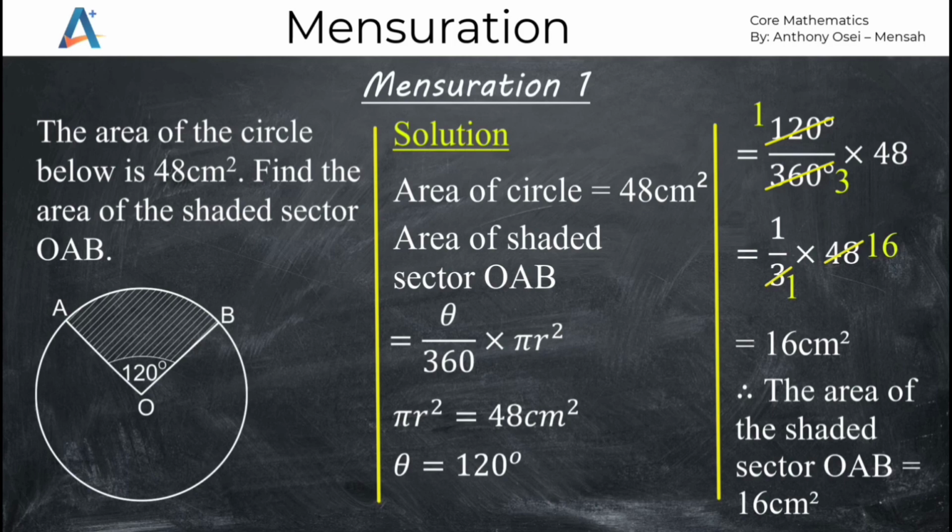That is the meaning. So pi r squared is represented by 48. That is the meaning, because pi r squared is the area of the circle and the area of the circle is 48. So it means that a substitution has to be done. So the answer for this question is 16 centimeters squared.